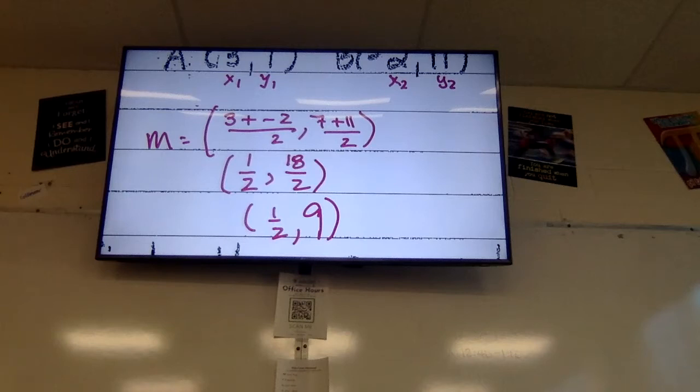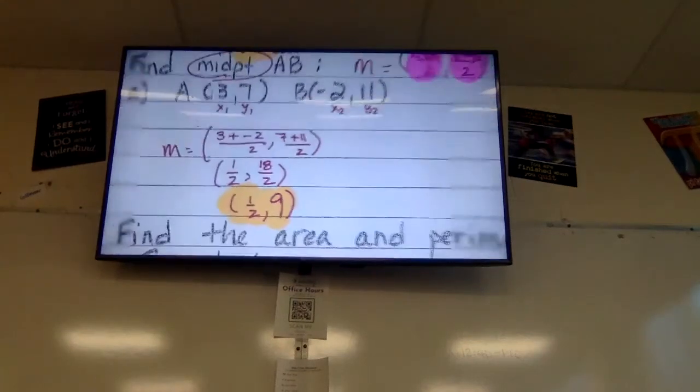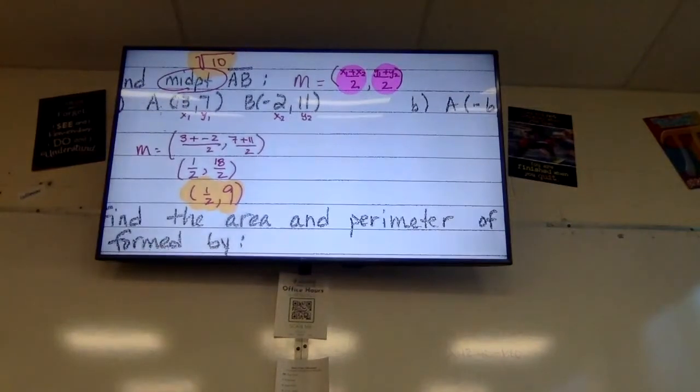Okay, can you try the next one? Oh, yeah, the formula. There you go. So now you can see my example and you have the formula. I want you to try letter B.